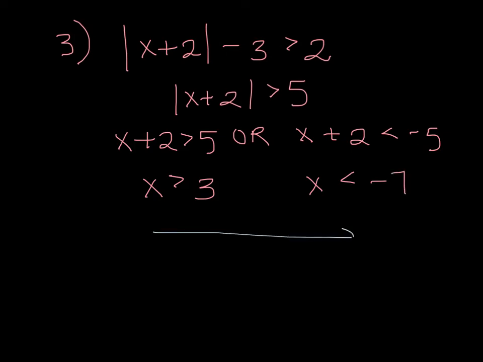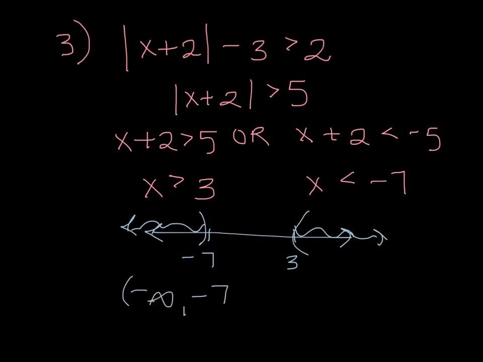Since this is an OR problem, remember when we graph this, we take all of the graph, not just where they overlap, all of it. This reads greater than 3. This reads less than negative 7. Making my answer all of the numbers between negative infinity and negative 7, or all the numbers between 3 and infinity.